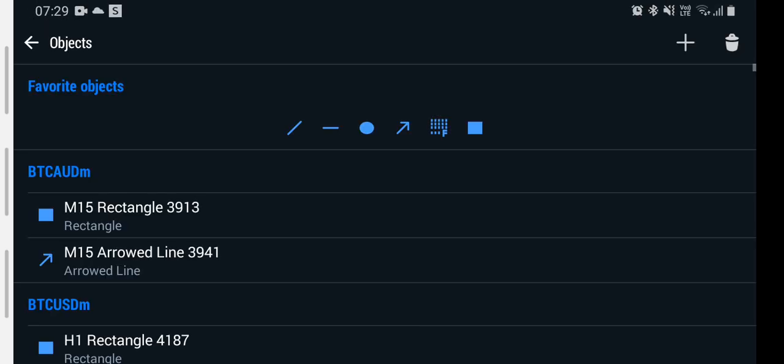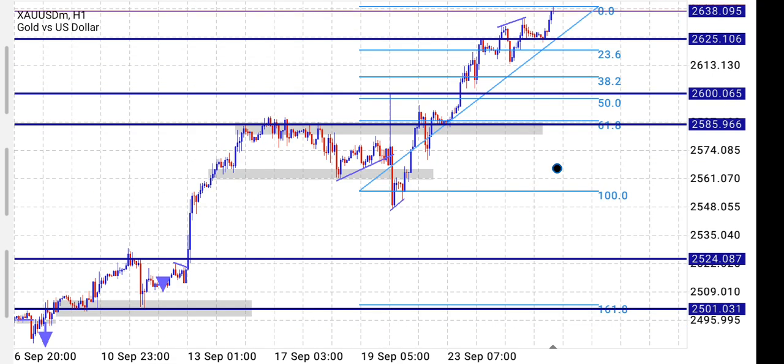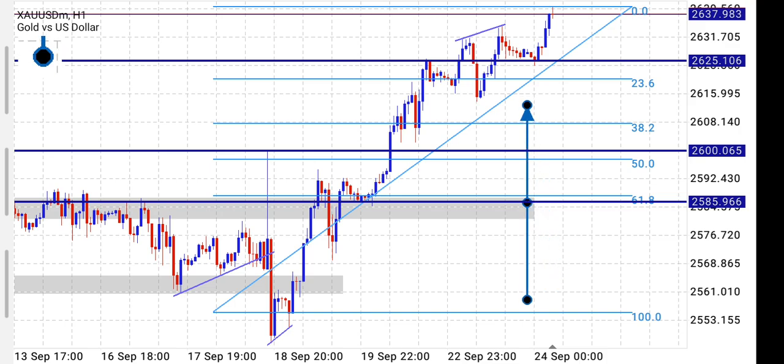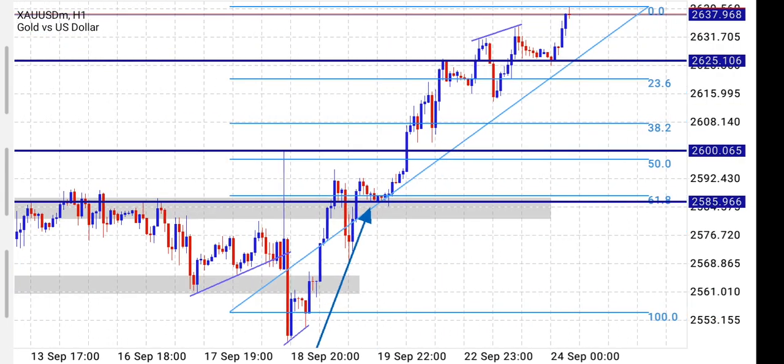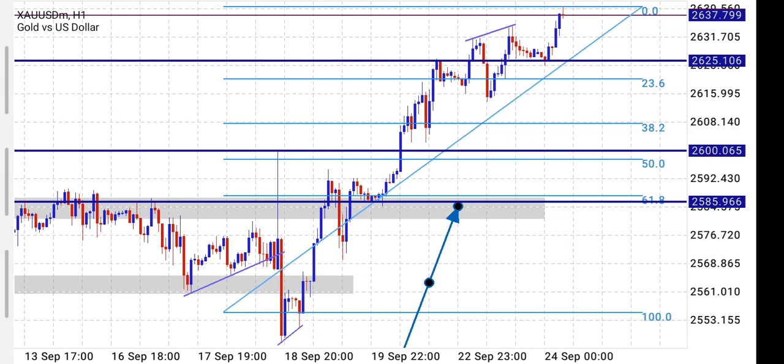And if I was to use my arrow just to show y'all, when it comes to the Fibonacci, we look at the 61 and the 50. That's our golden zones. When we see the 61, y'all can see that we had some kind of rejections right there, and eventually price did push to the upside.